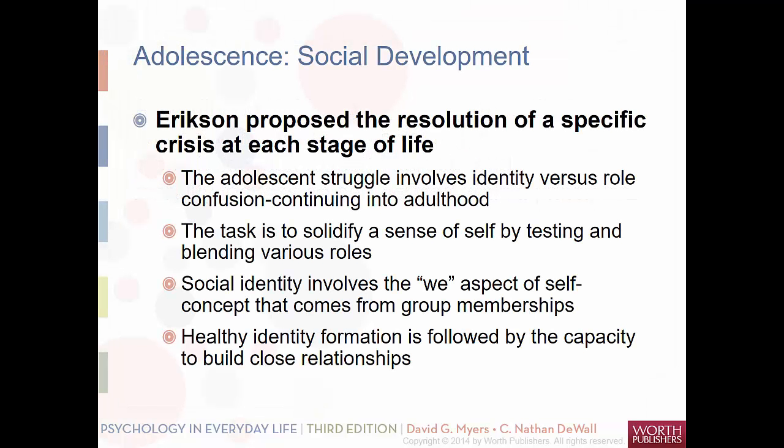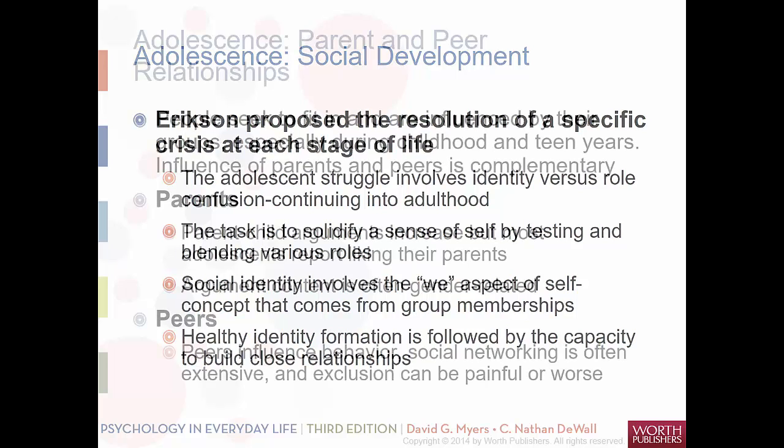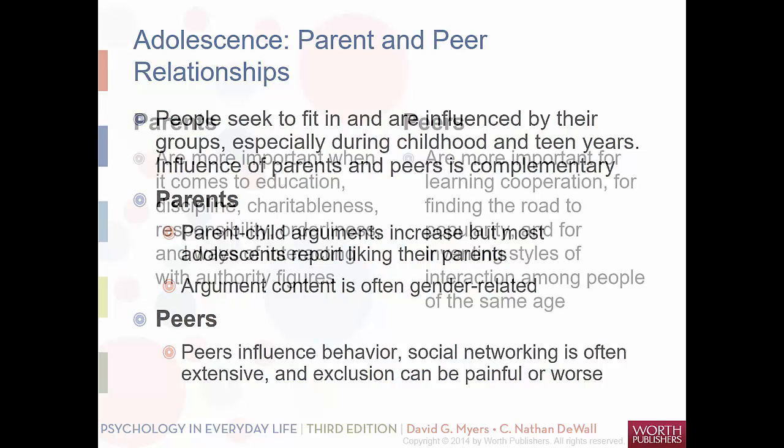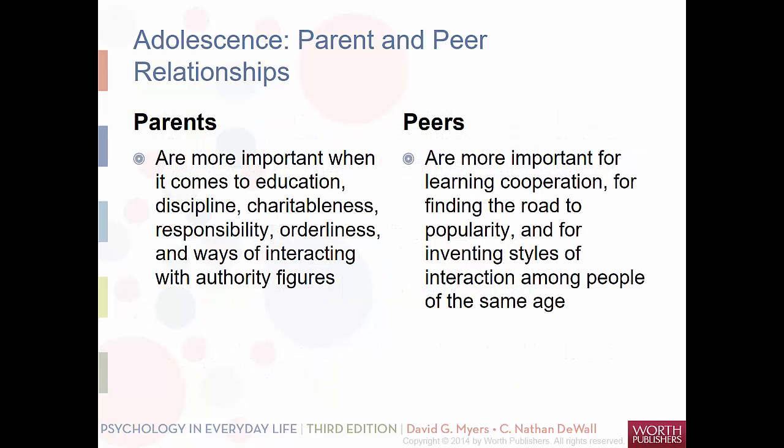Erikson said adolescents are trying to figure out who they are. They're in the stage of identity versus role confusion. Peer groups become more important at this time. Parents do influence their children's belief system. Personality does play a role.